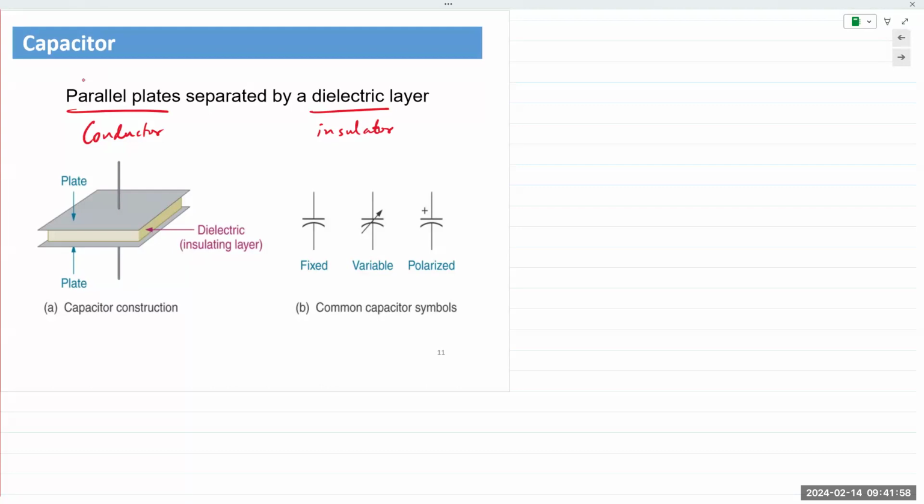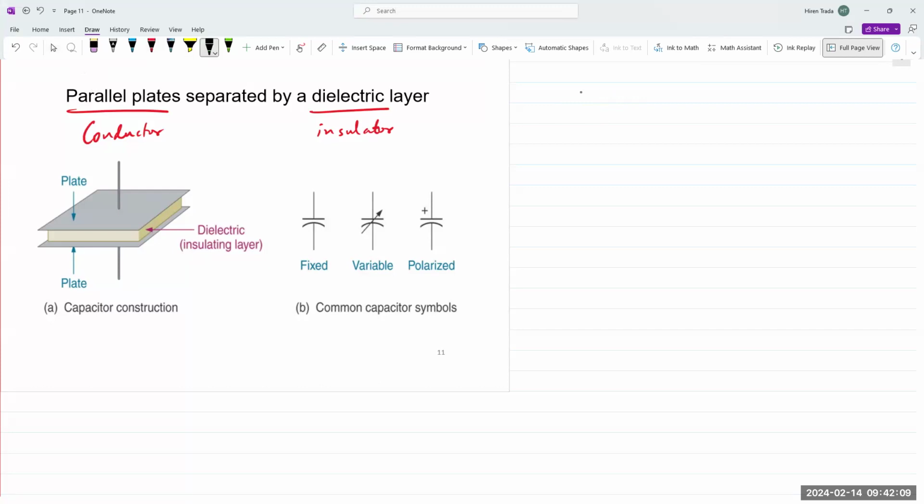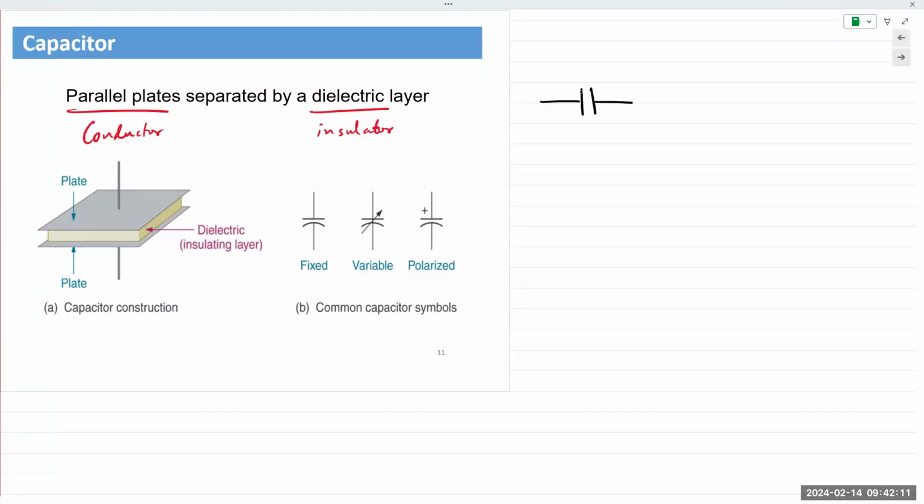The symbol for a capacitor is usually just two parallel plates. They could be drawn any way, but they should be of equal length. Sometimes you might see a concave line like this, but all of these are exactly the same: two parallel plates, two horizontal lines.